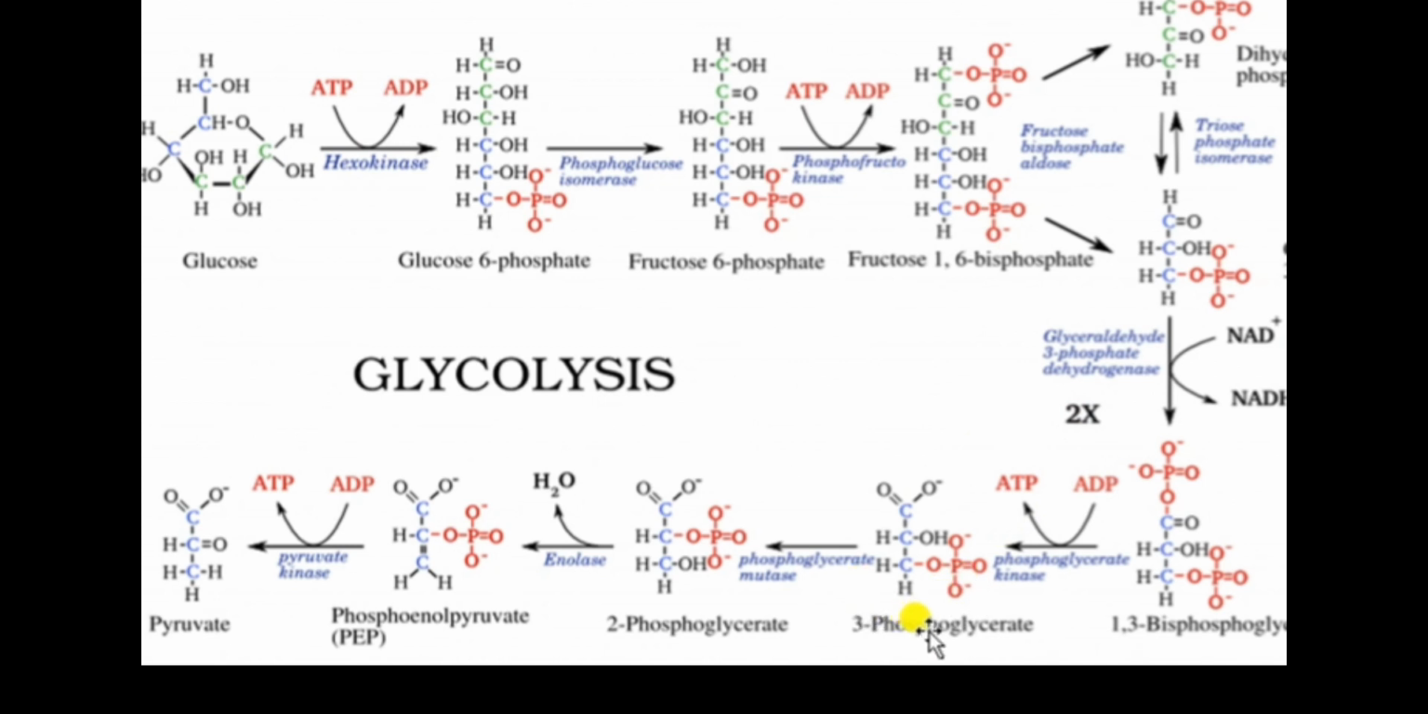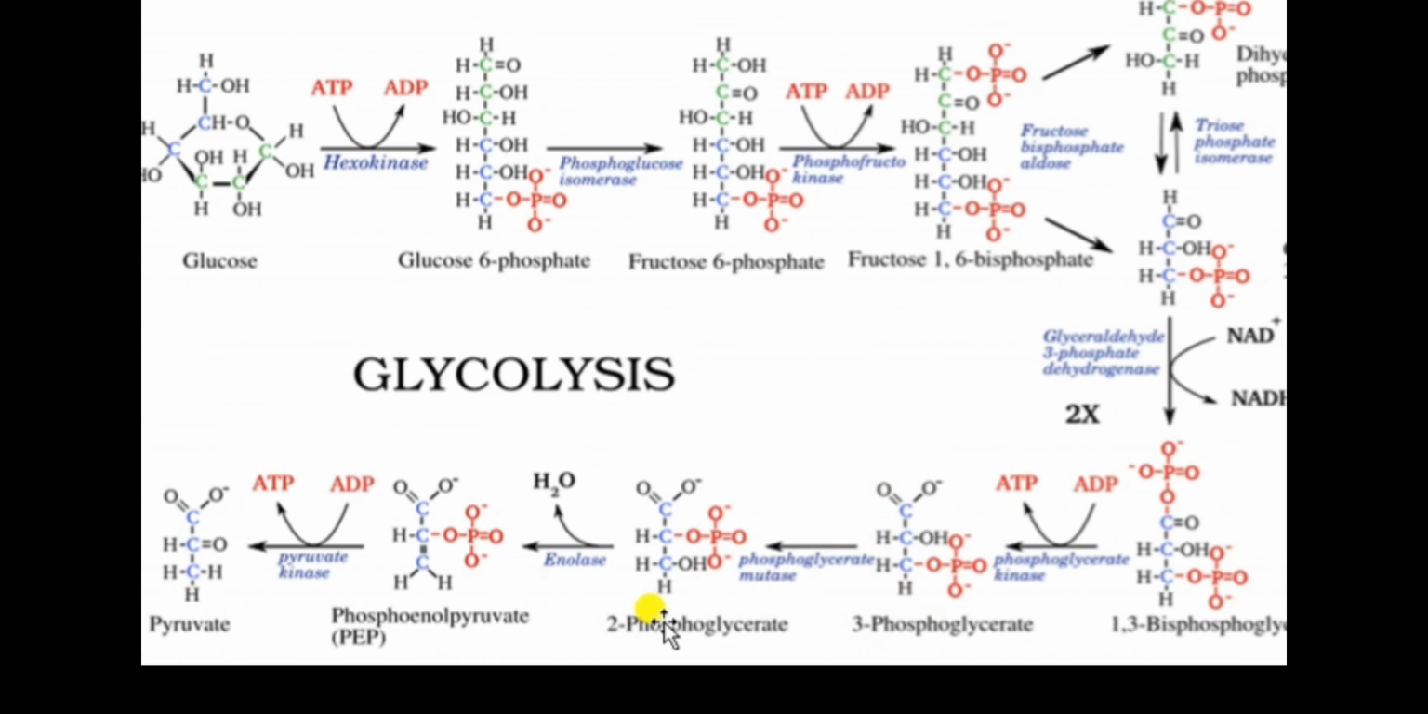Now the 3-phosphoglycerate is converted into 2-phosphoglycerate. Only there is the change in the position of the phosphate group. Now the phosphate group from carbon number 3 is shifted to carbon number 2. So it becomes 2-phosphoglycerate, and this reaction is catalyzed by an enzyme called mutase.